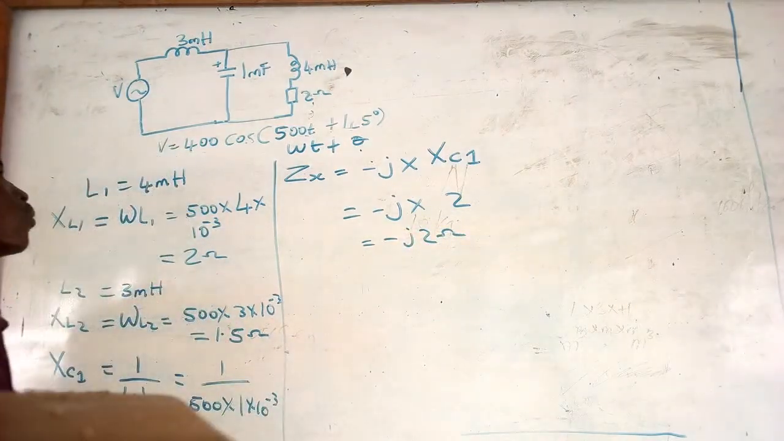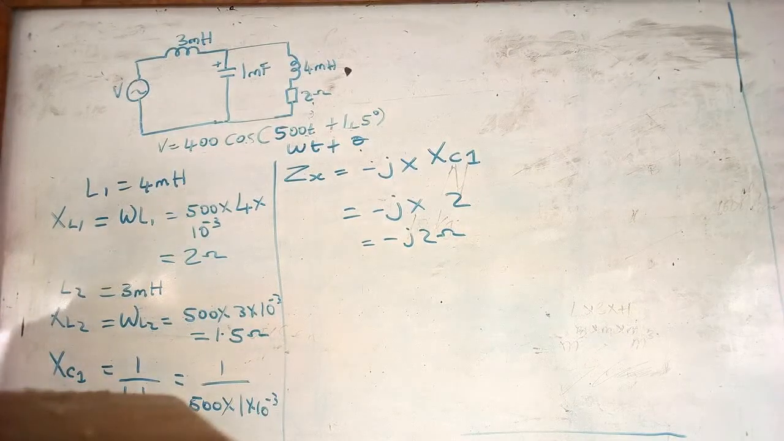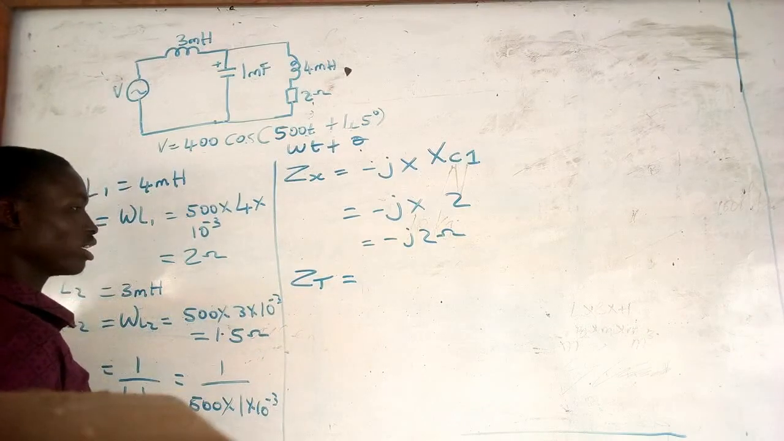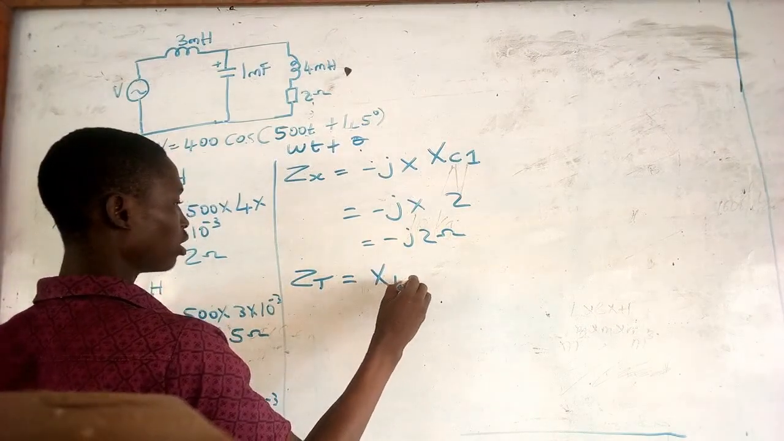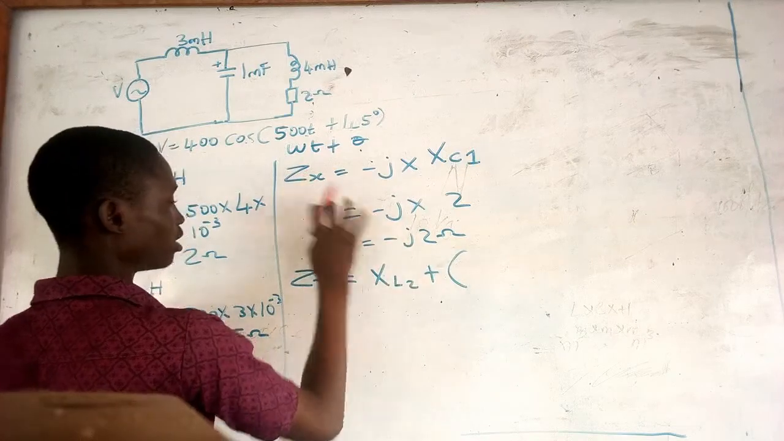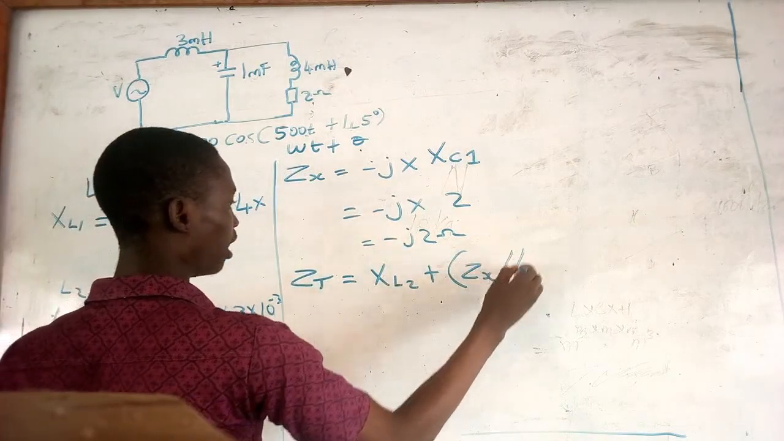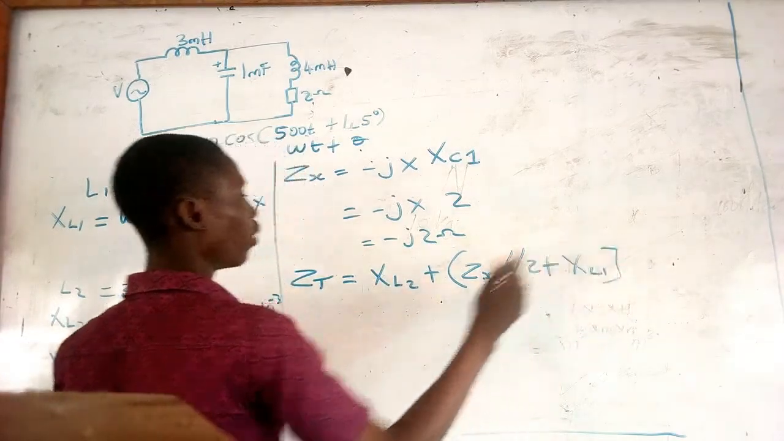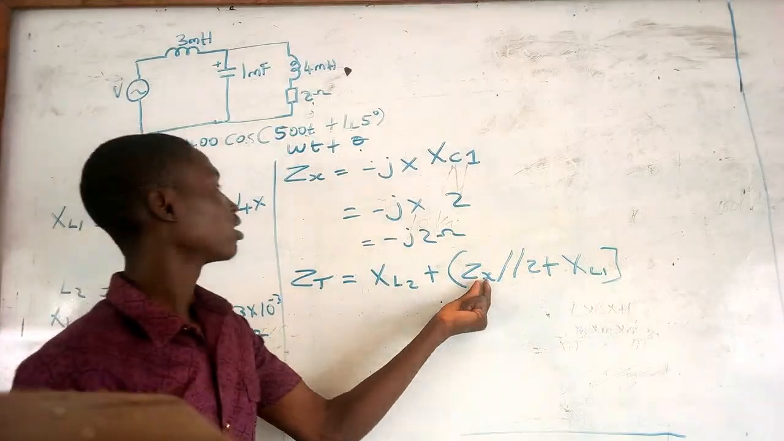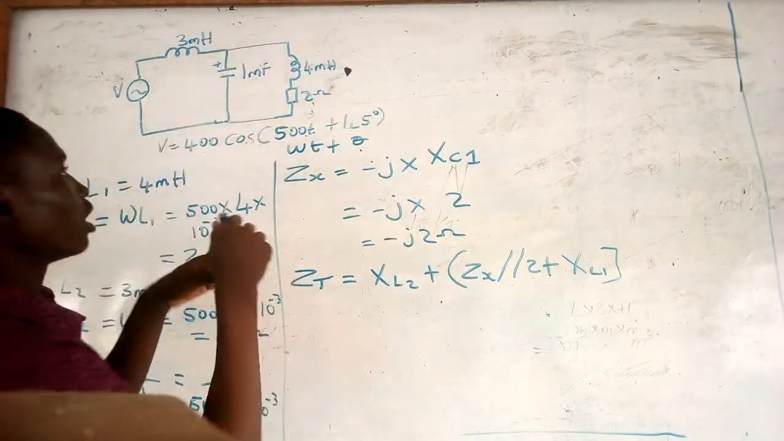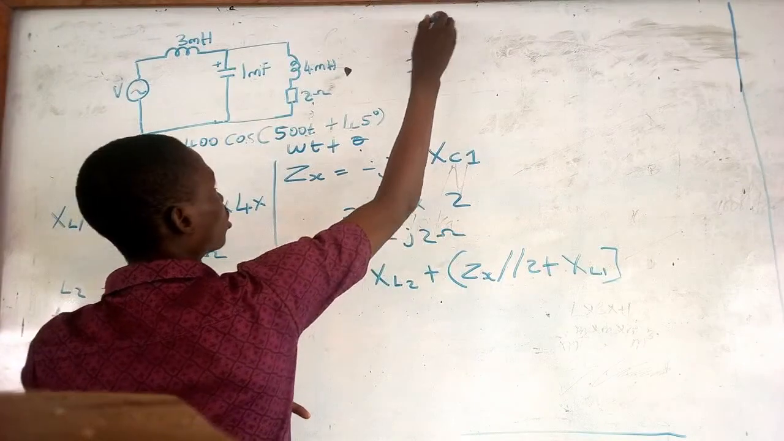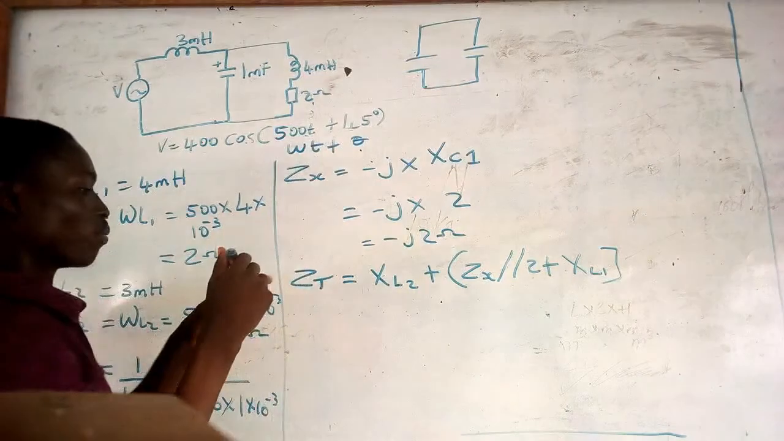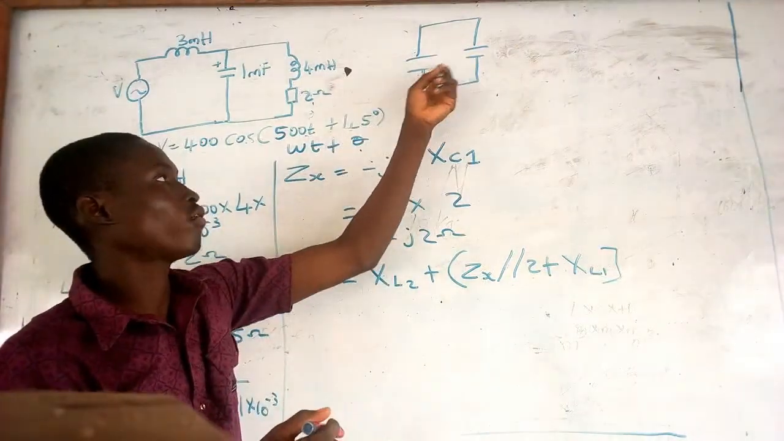With that, we are going to look for our total impedance. Total impedance here is going to be jωL2 plus, in brackets, ZS parallel to 2 plus jωL1. Ask me why. This is ZS here, and if I should draw it, this is a parallel resistance, so when solving it, you solve them parallel to each other.